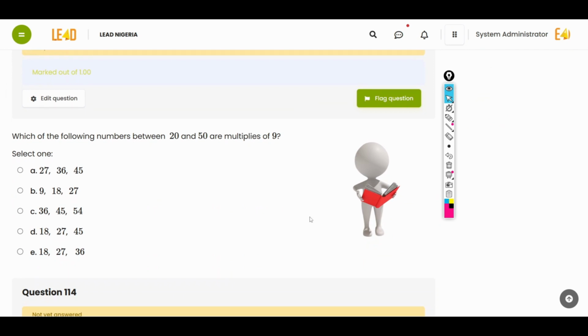All right, so which of the following numbers between 20 and 50 are multiples of 9? Okay, so we probably just want to look at the 9 times table and see what products fall within 20 and 50. So we should have 27. After 27, we should have 36 and then 45. We can't go beyond 50, so we can move on to 54. That option is option A.